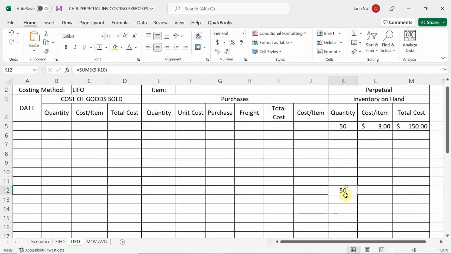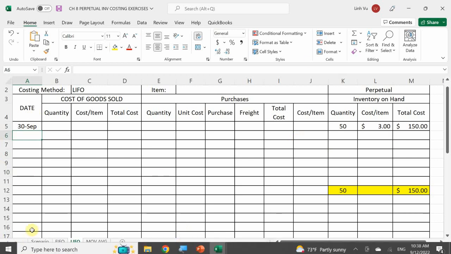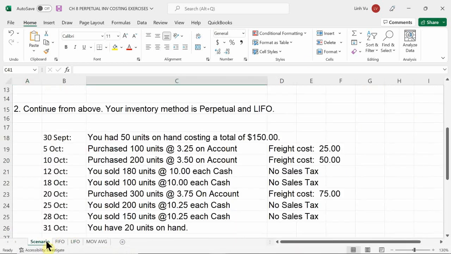So right now we have 50 units at a grand total of $150. Then of course, if you want to, you can put the date on here. So let's see what happened next.